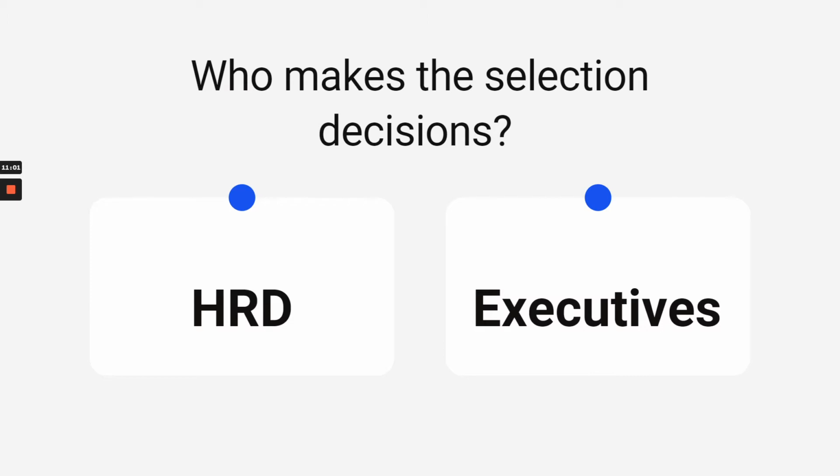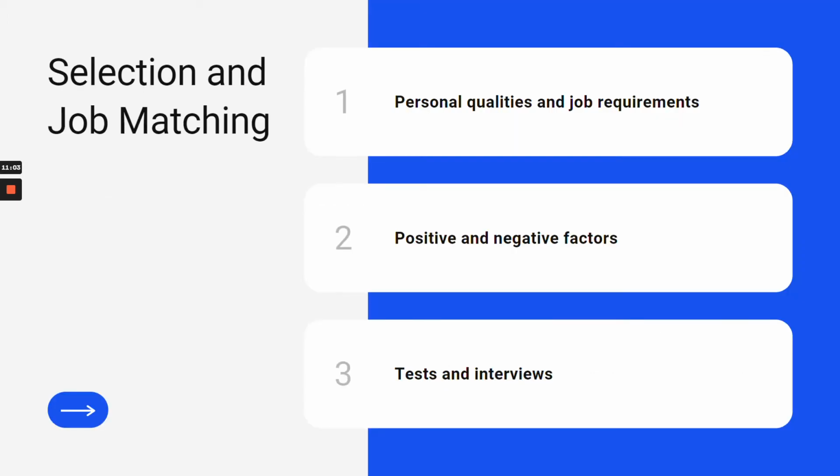And also, in the process, we also have selection and job matching. So, what do you mean by this? First is you have the personal qualities and requirements. You have to see this is going to match, based upon an evaluation on the applicant's strengths and weaknesses. And then the result of this evaluation are then measured against the job standards for the position. So you have to match the personal quality and the job requirements.